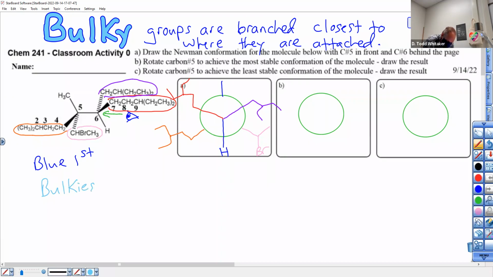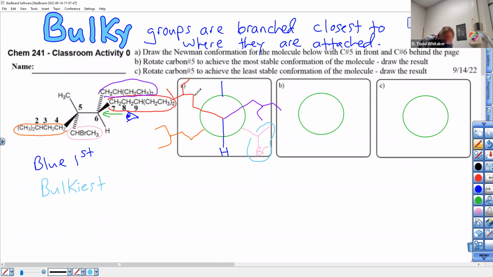Bulkiest means, like it says above, a group that is branched closest to where it's attached. So that's the back carbon. C6, front carbon. This is the least bulky. It's a hydrogen, right? That's tiny. Which of these two groups, the purple or the red, has the branch closer to where we're attached? The purple is bulkier because the branch is here. It's harder to swing that away from where it's attached than it is this branch, which is another carbon away.